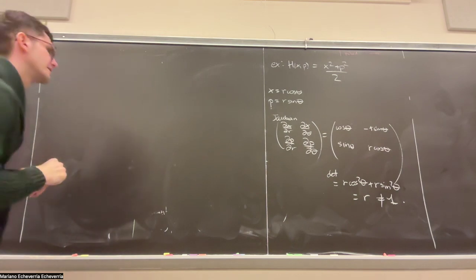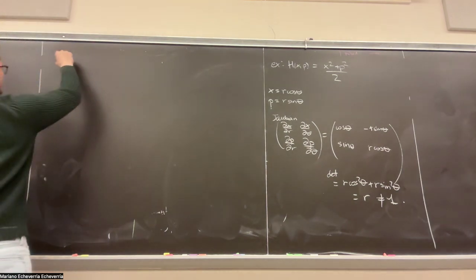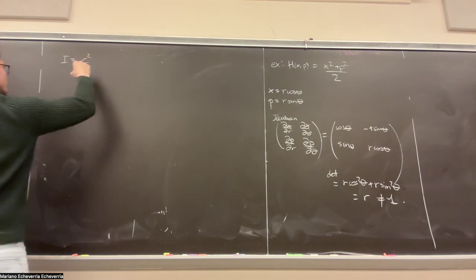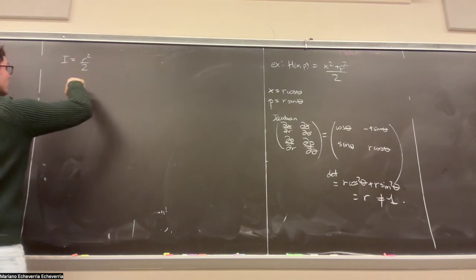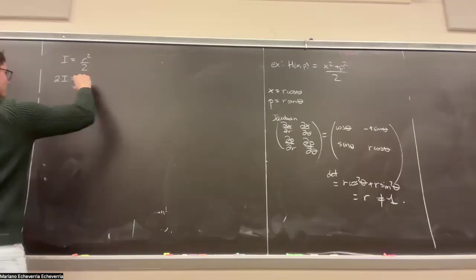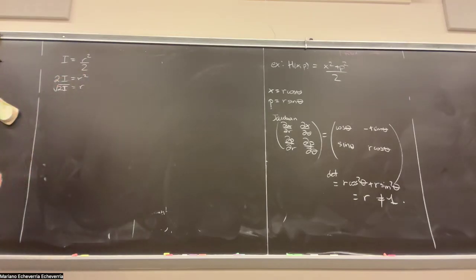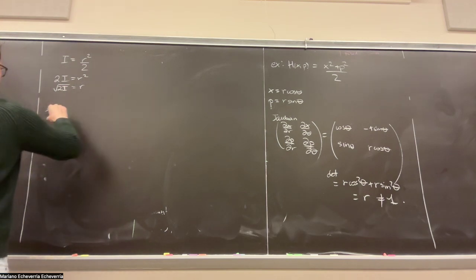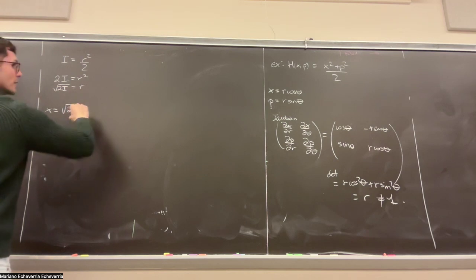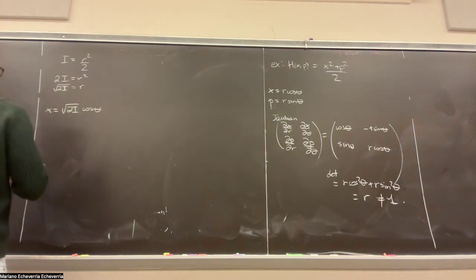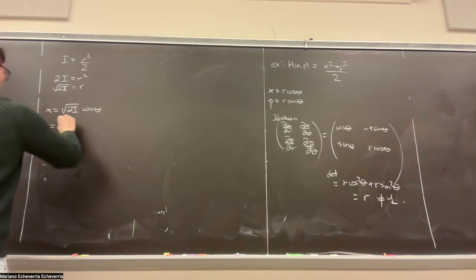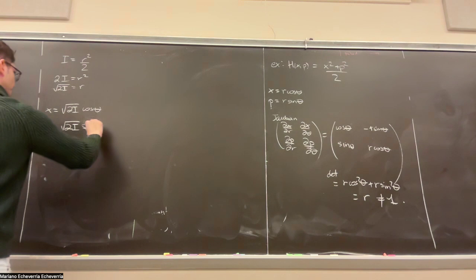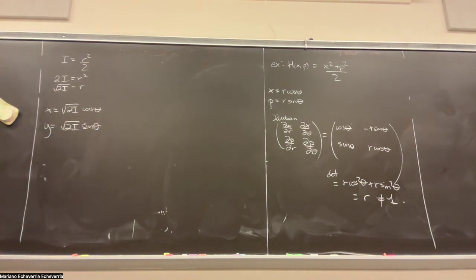There was this other coordinate system where I was r squared over 2, if I'm not incorrect about this. So 2I equals r squared, so r is root of 2I. If you do these other coordinates, x is root of 2I cosine of theta, and p is root of 2I sine of theta. Is that making sense? Yes.